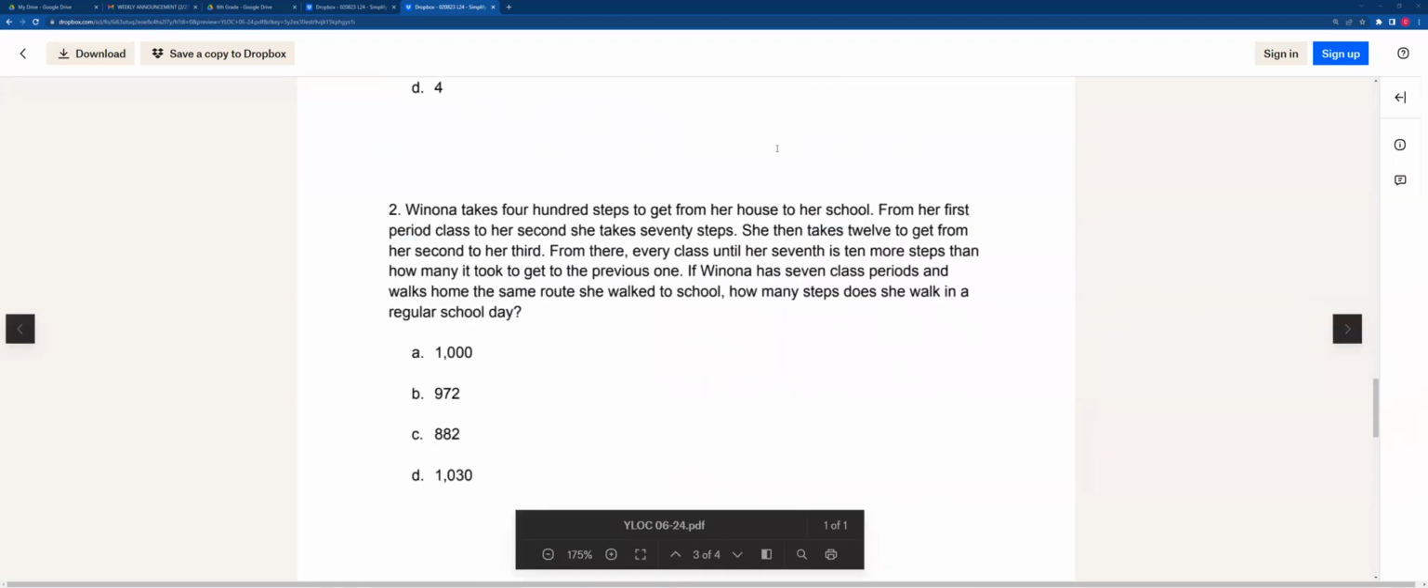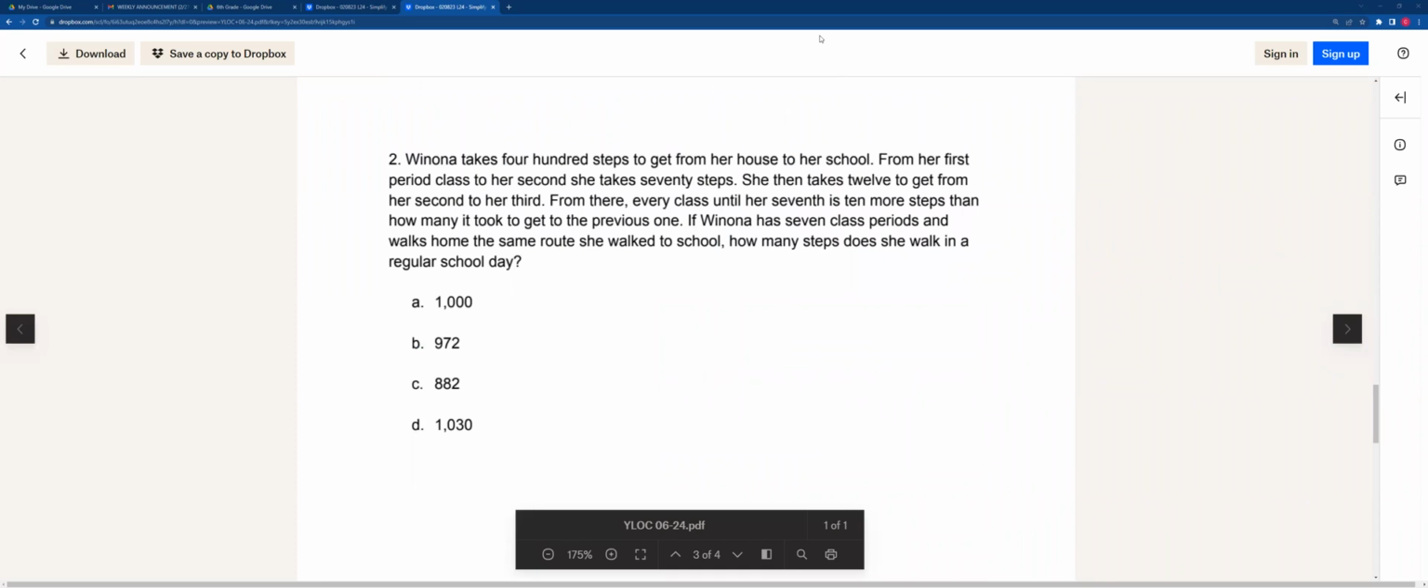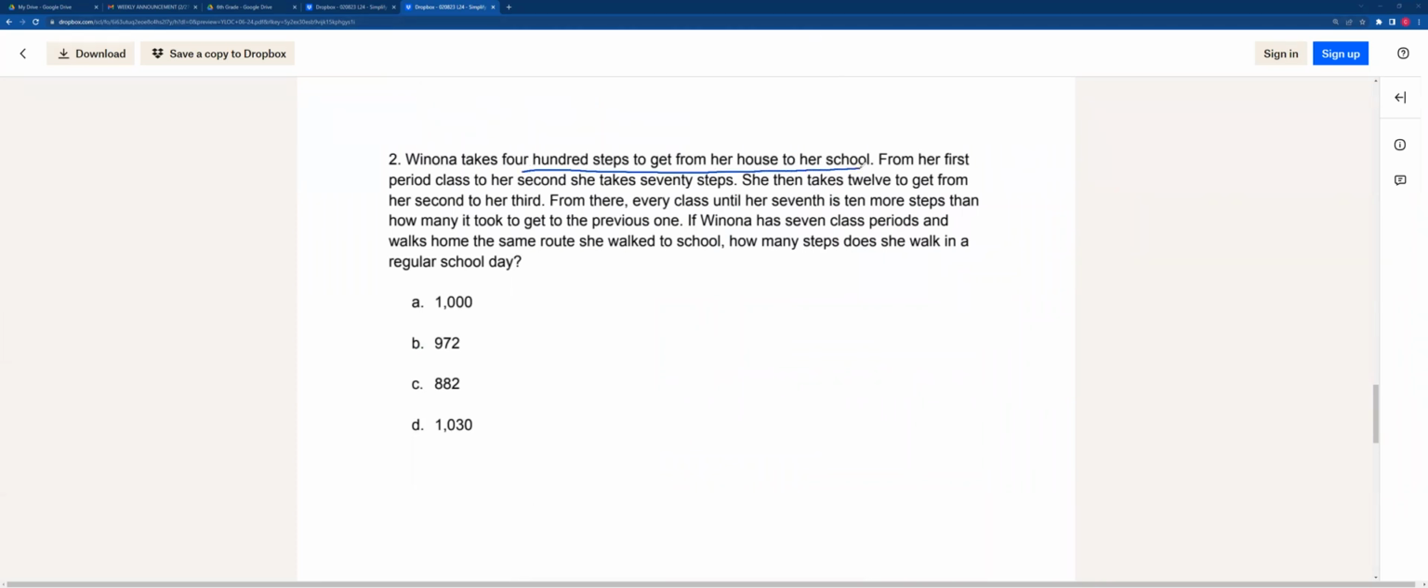It says Winona takes 400 steps to get from her house to her school. From her first period class to her second, she takes 70 steps. Then she takes 12 to get from second to third. From there, every class until her seventh is 10 more steps than how many it took from the previous. How many steps does she walk?